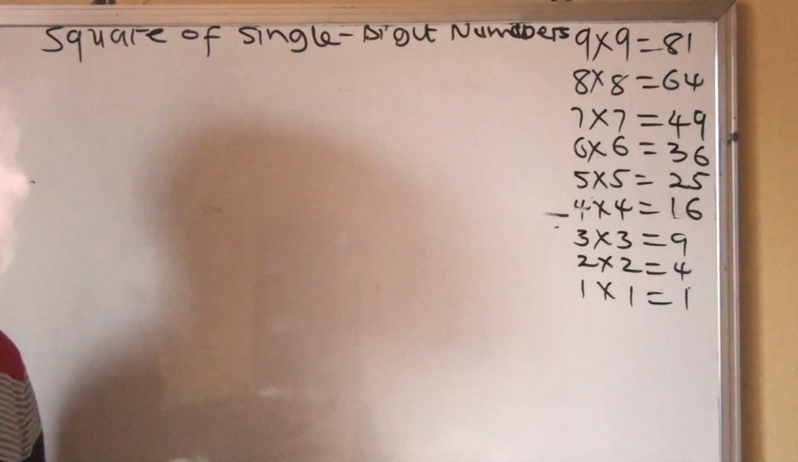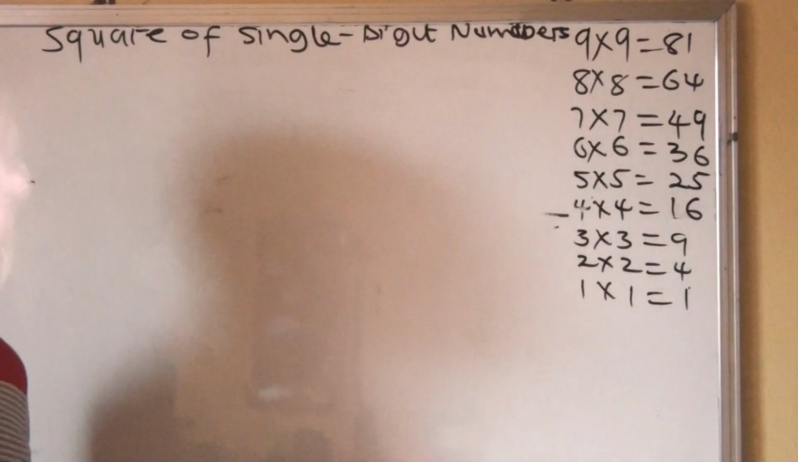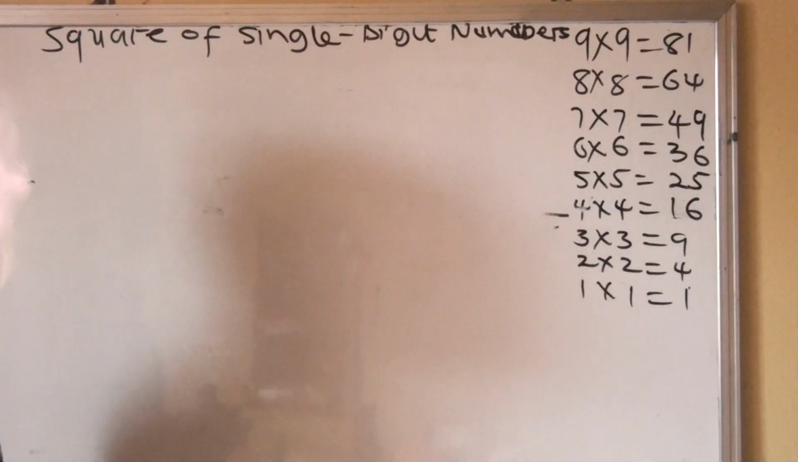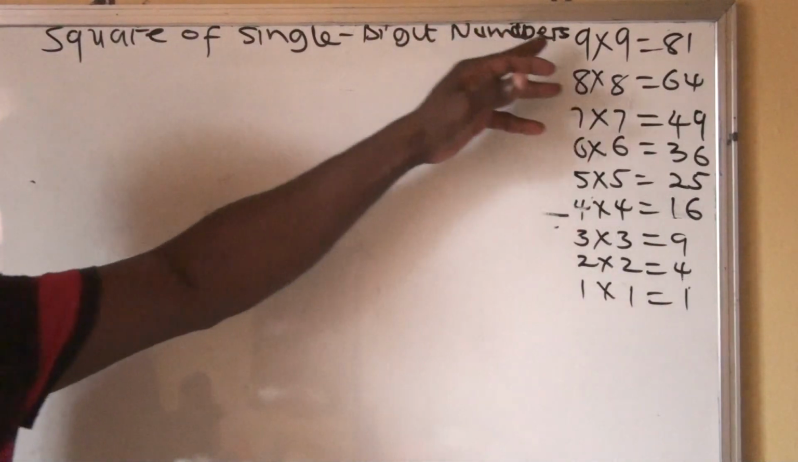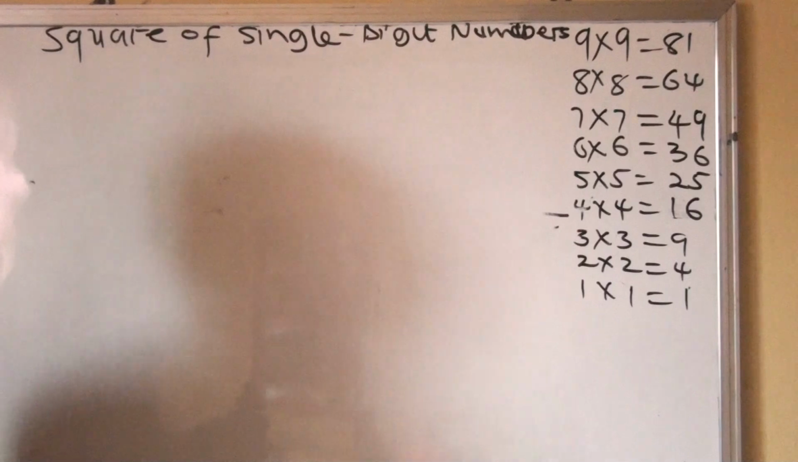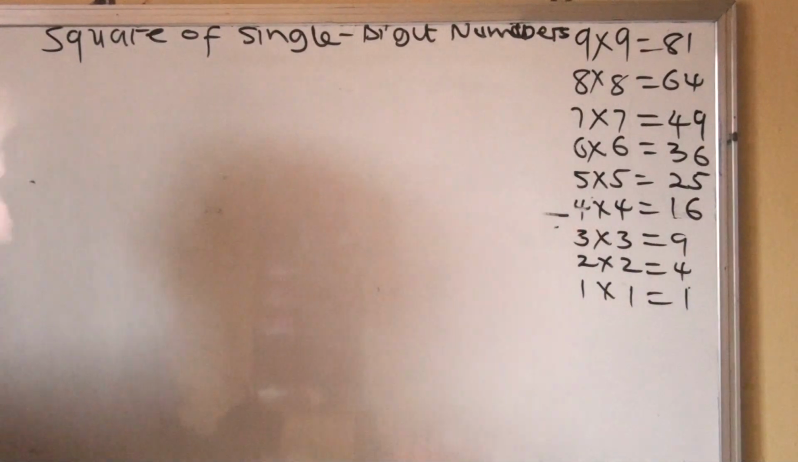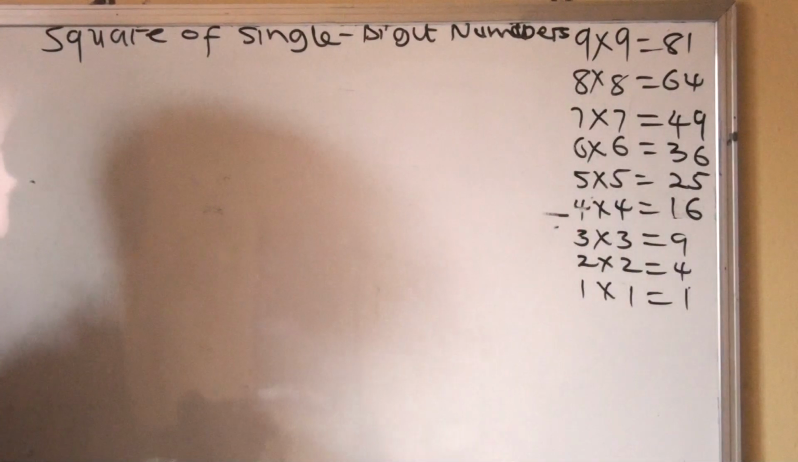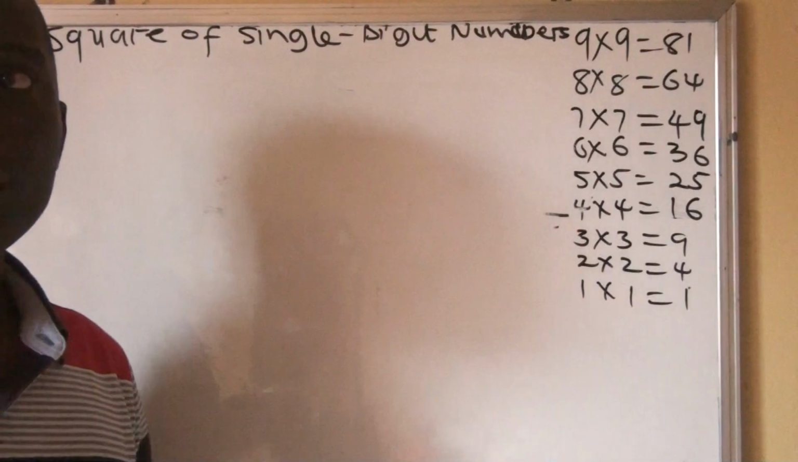In this virtual class, we're going to look at a short way method of finding the square of single digit numbers from 9 to 1. We want to find how we generate their squares without going through a longer multiplication process. Now, if we want to find the square of 9, how do we do it within a few seconds?